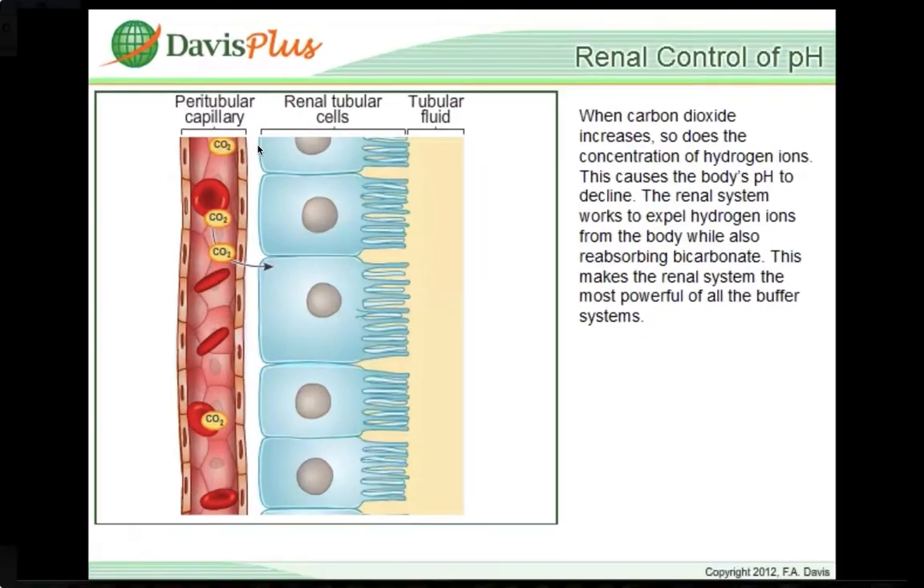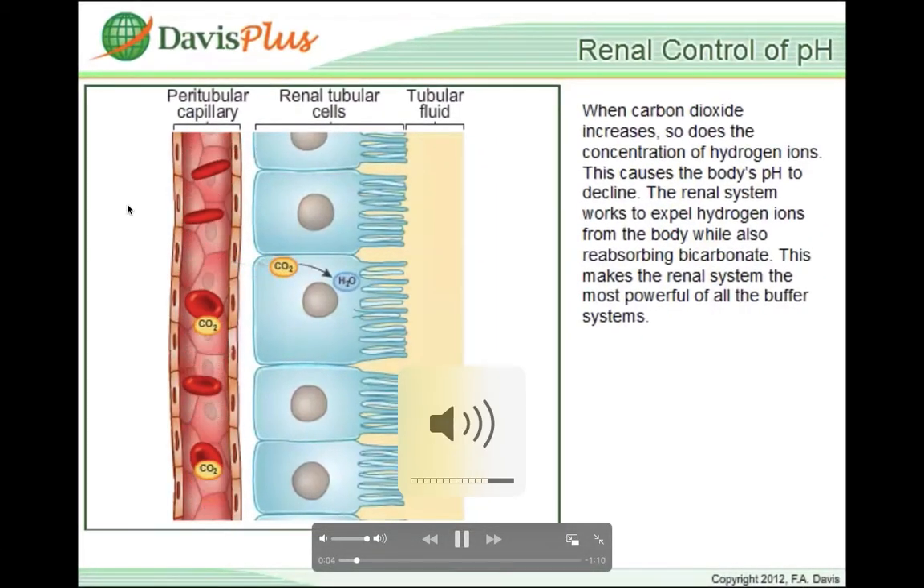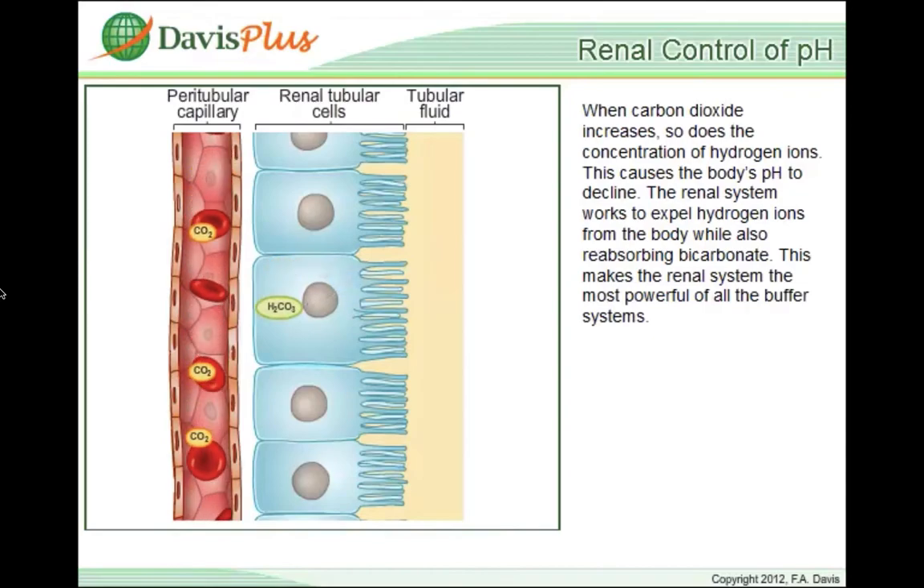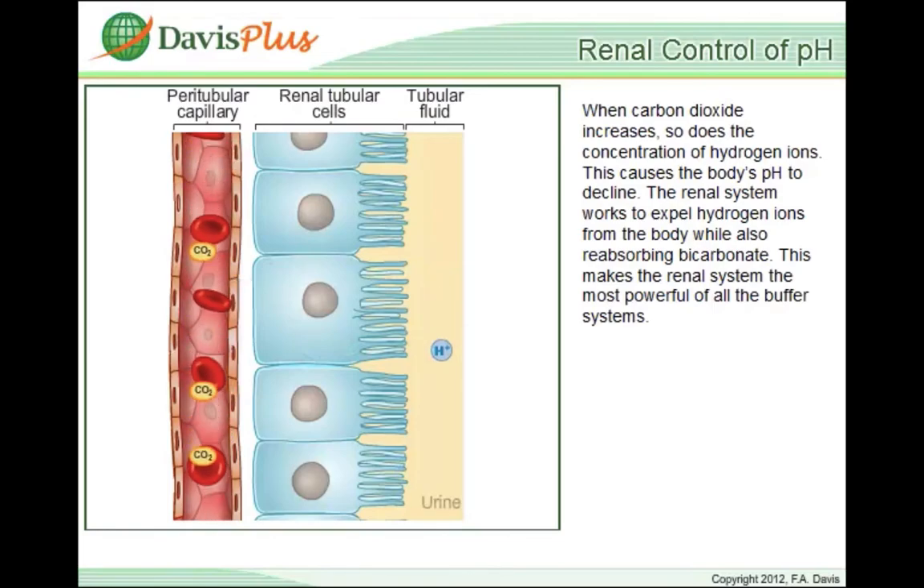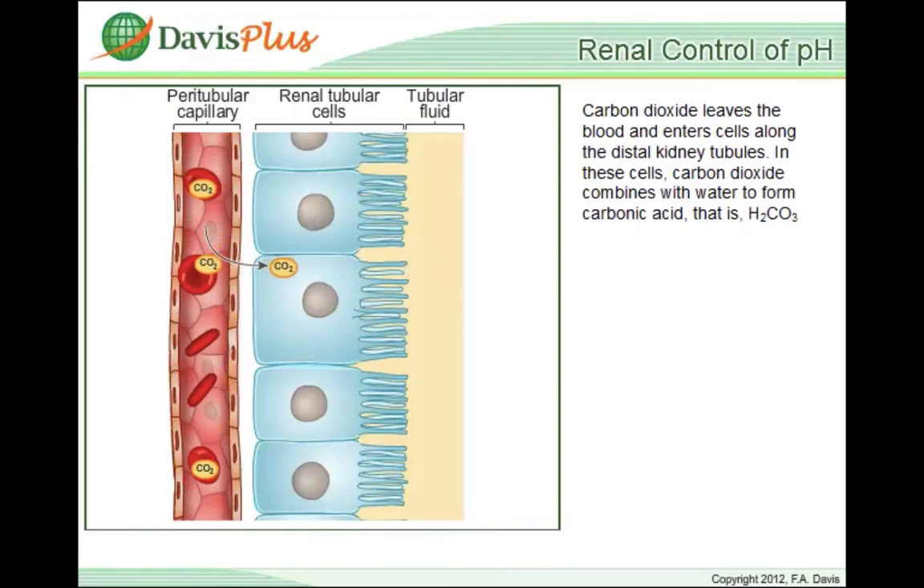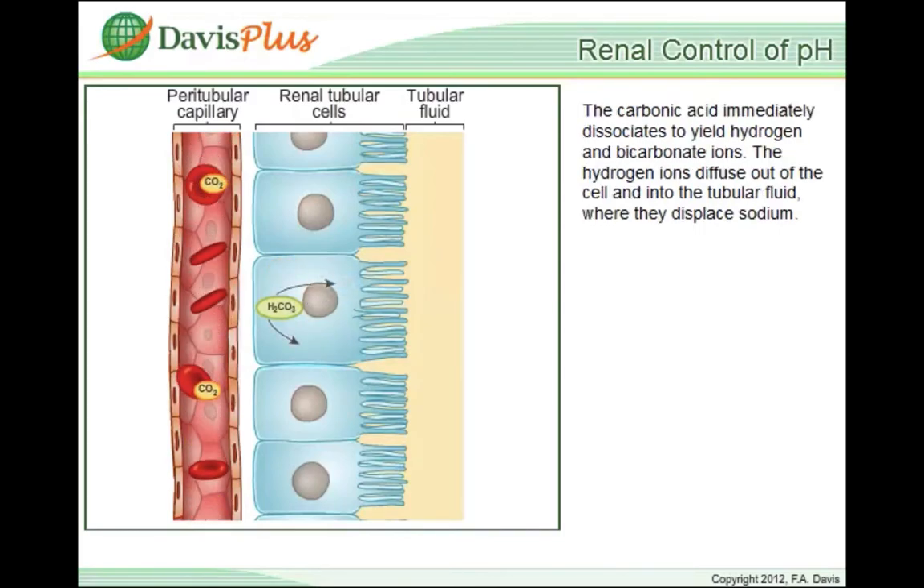When carbon dioxide increases, so does the concentration of hydrogen ions. This causes the body's pH to decline. The renal system works to expel hydrogen ions from the body, while also reabsorbing bicarbonate. This makes the renal system the most powerful of all the buffer systems. Carbon dioxide leaves the blood and enters cells along the distal kidney tubules. In these cells, carbon dioxide combines with water to form carbonic acid, that is, H2CO3. The carbonic acid immediately dissociates to yield hydrogen and bicarbonate ions.